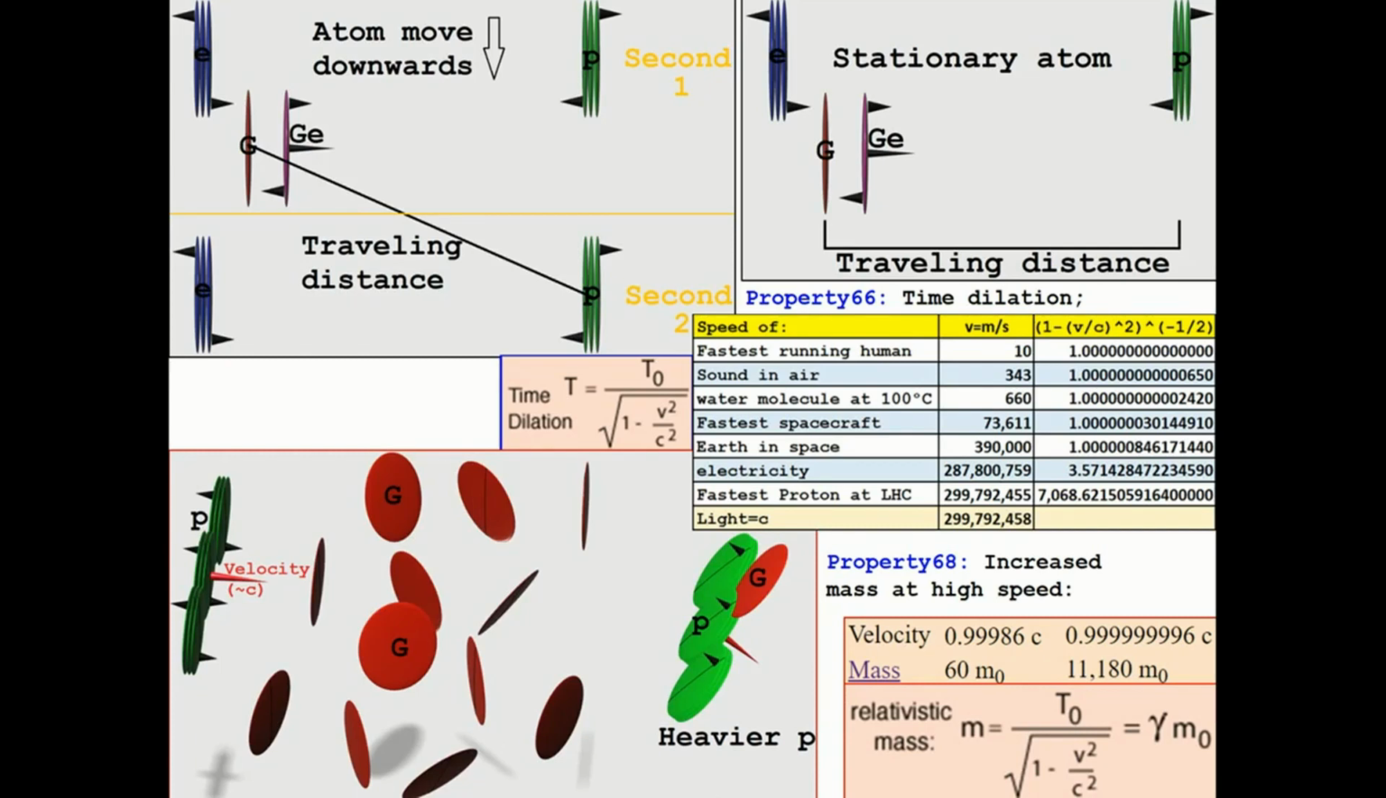If we accelerate a proton in a particle accelerator very close to the speed of light, the mass of the proton will be increased 11,000 fold. This is because at high speed, the proton will collide with a G particle sometimes at the edge of it, and they will be inserted into the proton a little bit, so its mass will increase. In other words, the proton will collect many G particles during its pathway.